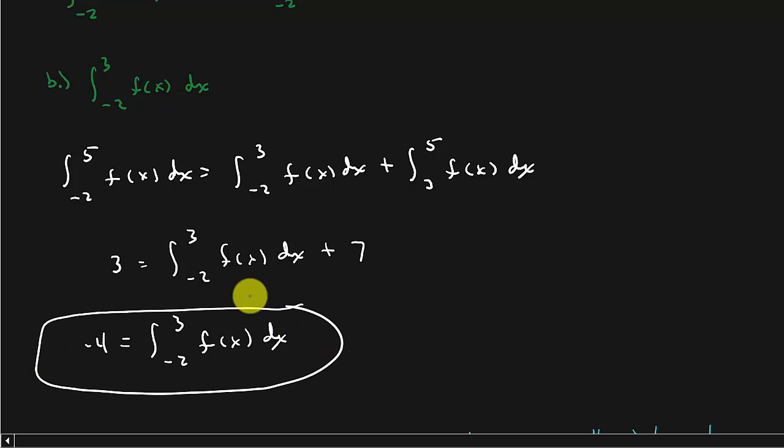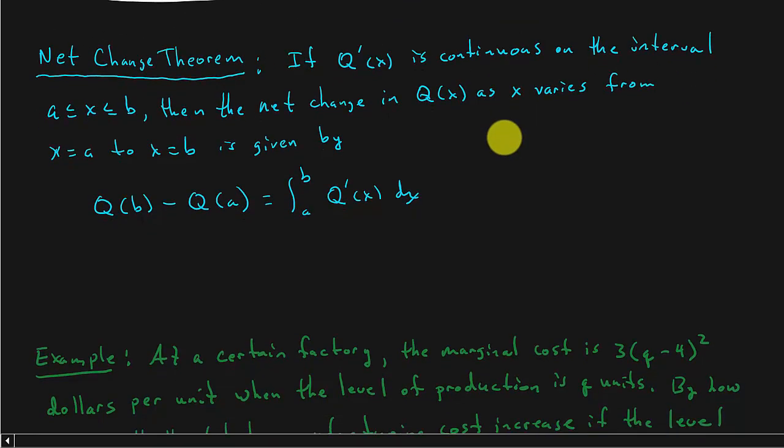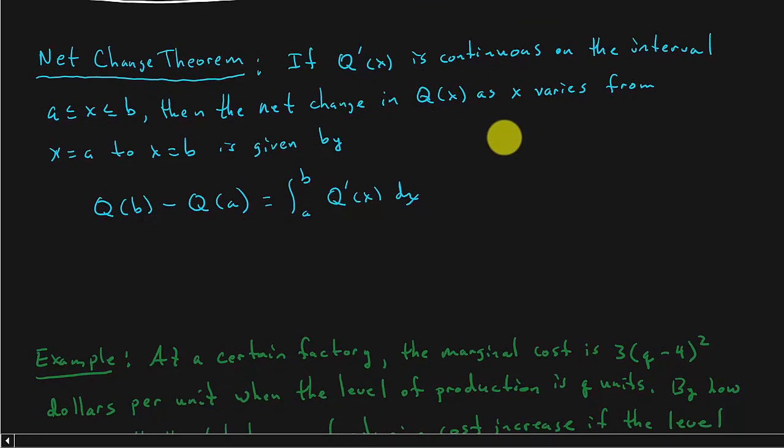This is after subtracting 7 from both sides. All right, so that's not too bad. All right, net change theorem. Let's look at this.